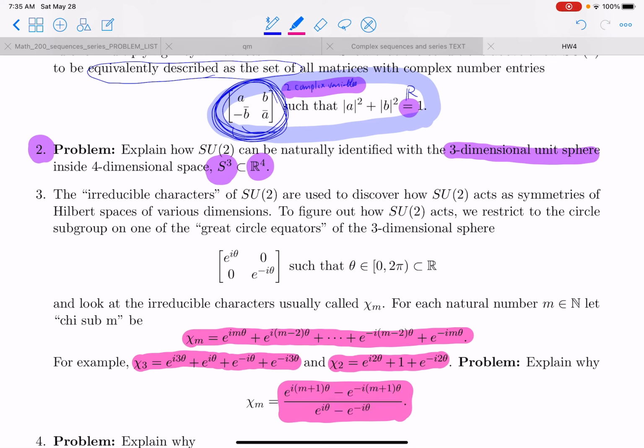Okay, so my advice is to first do it for m equals 2. Show that this thing is equal to e to the i theta minus e to the minus i theta over e to the i theta minus e to the minus i theta. In other words, set m equals to 2, and these 4s should be 3s, I'm sorry. M equals 2, so m plus 1 is 3.